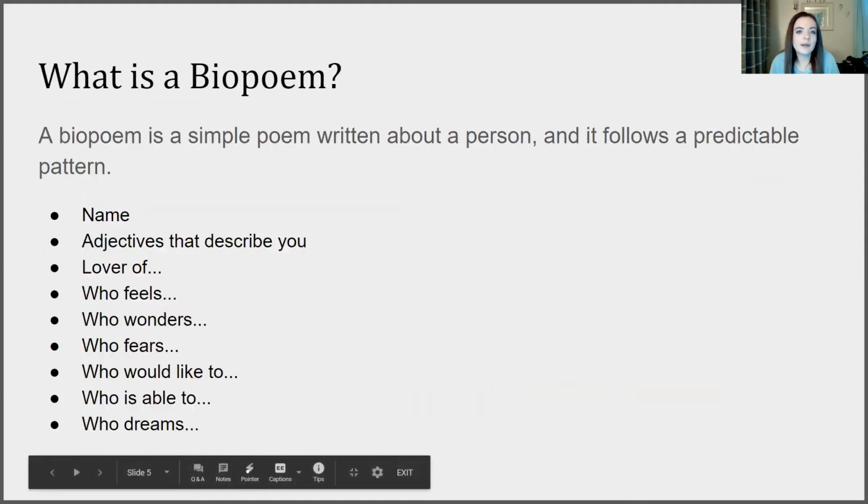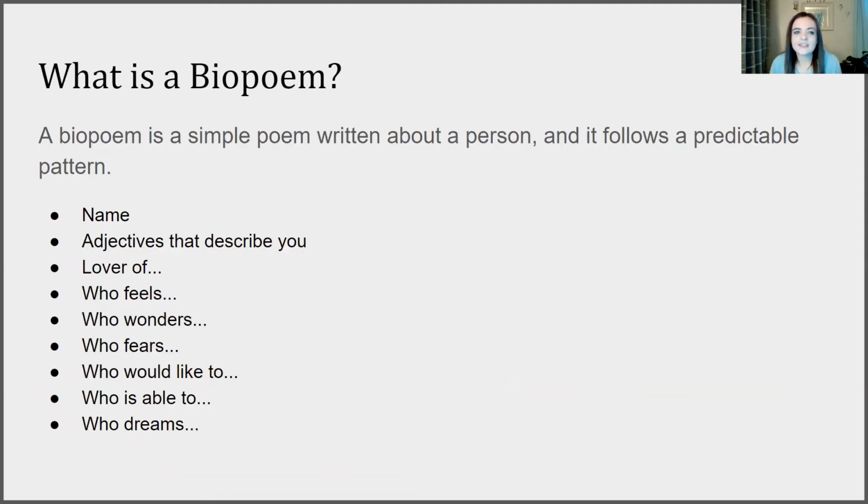Okay, so what is a bio poem? So you're going to be creating one of these. A bio poem is a simple poem written about a person, which will be you, and it follows a predictable pattern. So on the side, we have a list of how your poem is going to go. It's going to start with your name, include some adjectives, which are describing words about you. And then fill out the rest: a lover of, who feels, who wonders, who fears, who would like to, who is able to, and who dreams. So those are starting sentences for your poem. So you're going to use that format to fill out your poem.